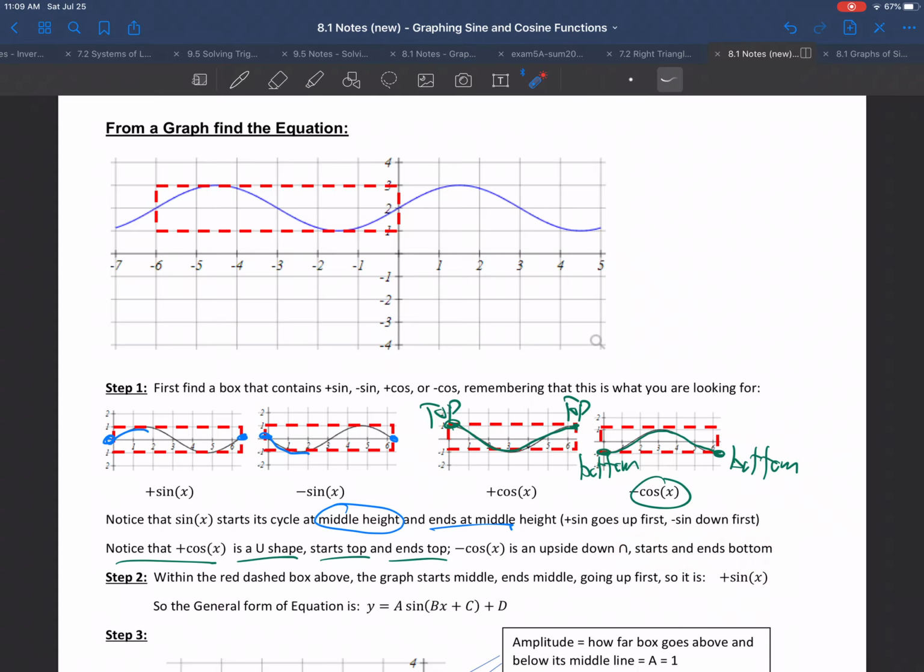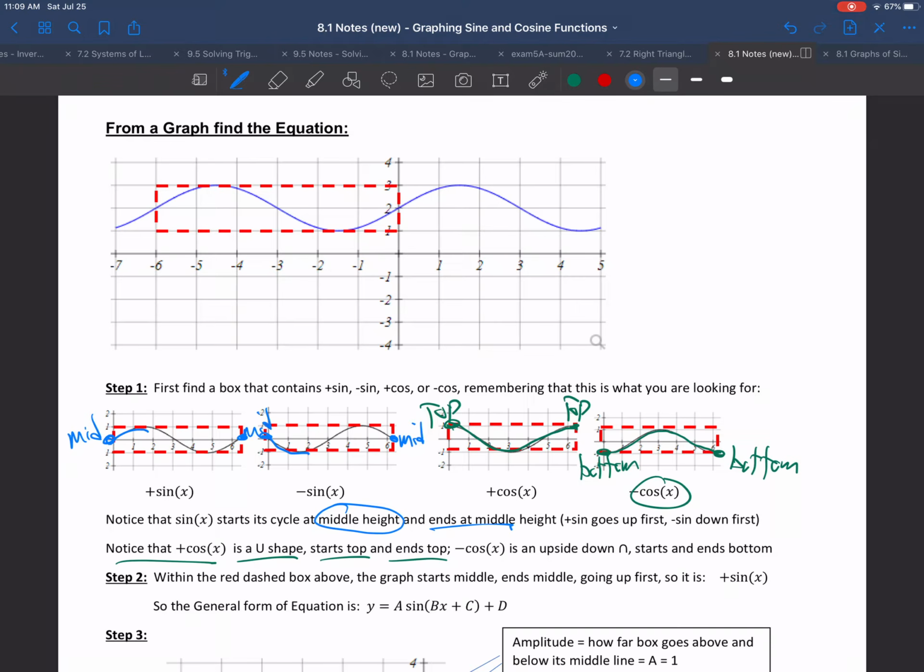That's what cosine is. It starts and ends on the bottom or starts and ends on the top, whereas sine always starts in the middle and ends in the middle of its box, doesn't it? See that difference? That's what you've got to be clear on. Sine starts in the middle and ends in the middle, whereas cosine starts and ends high.